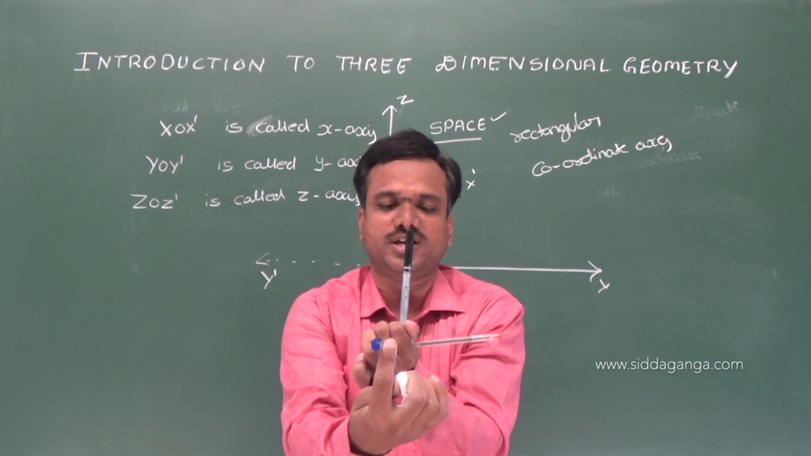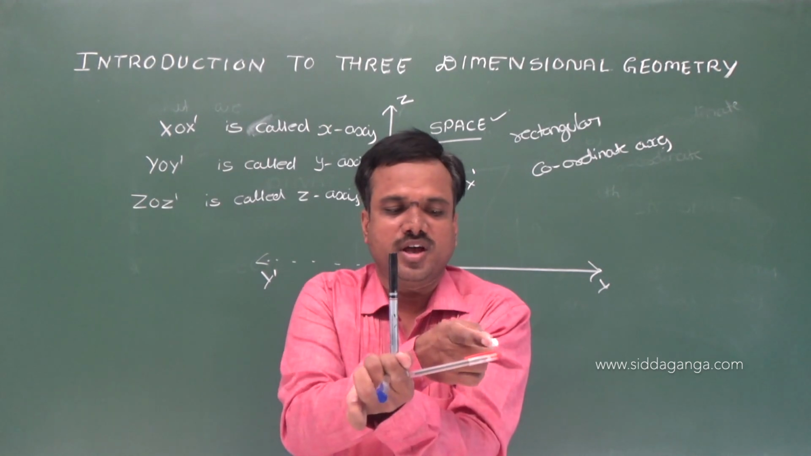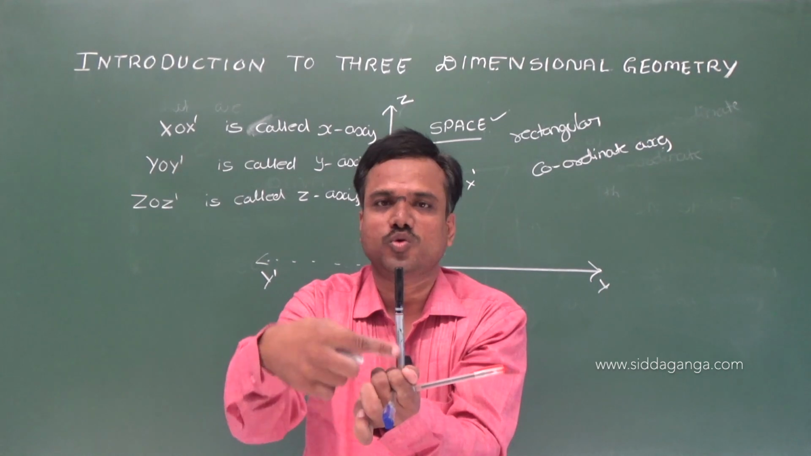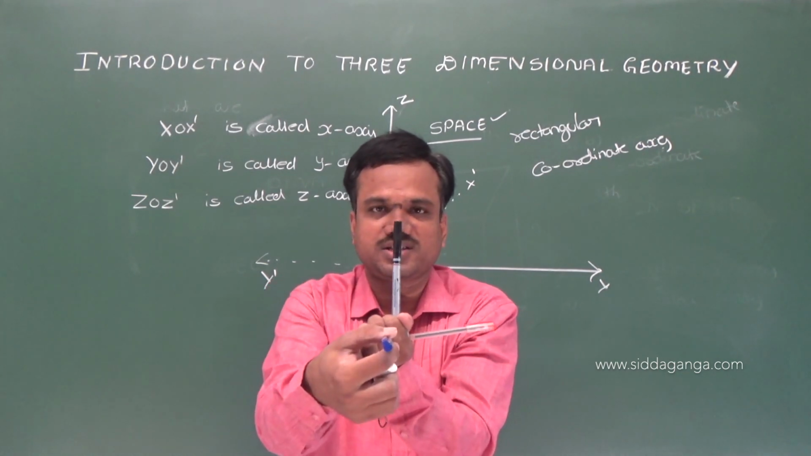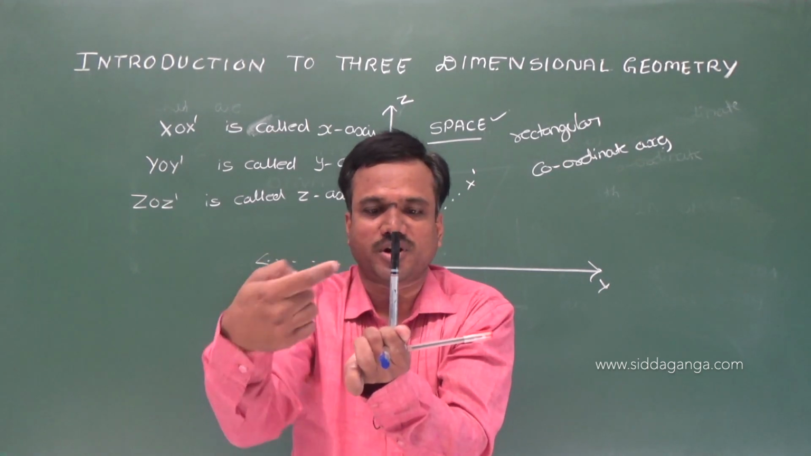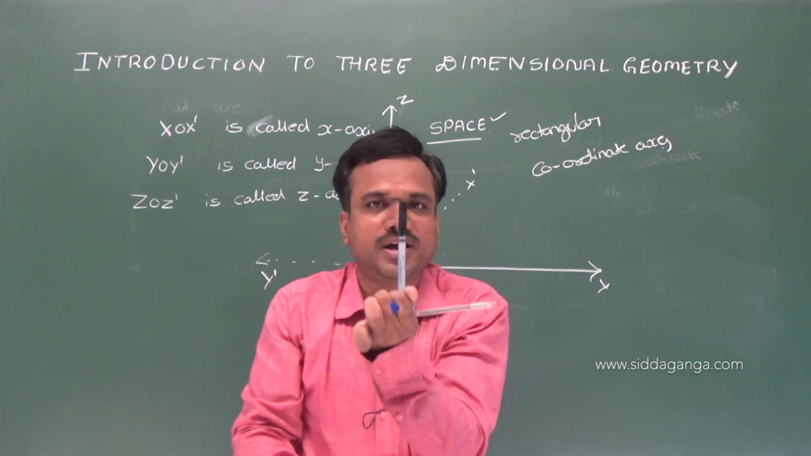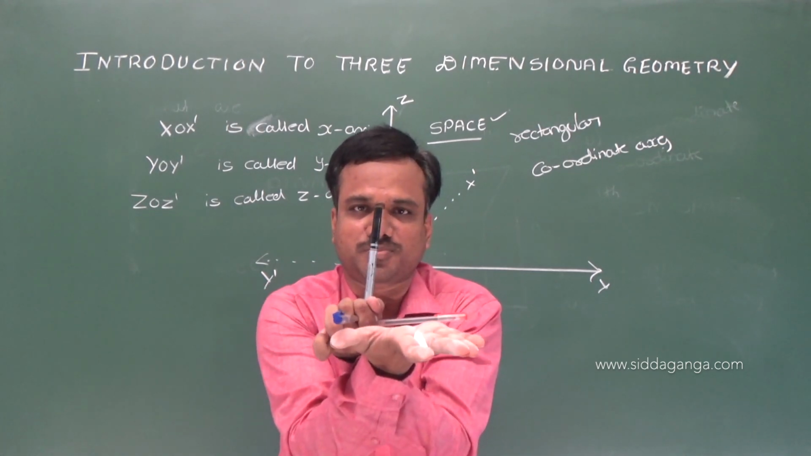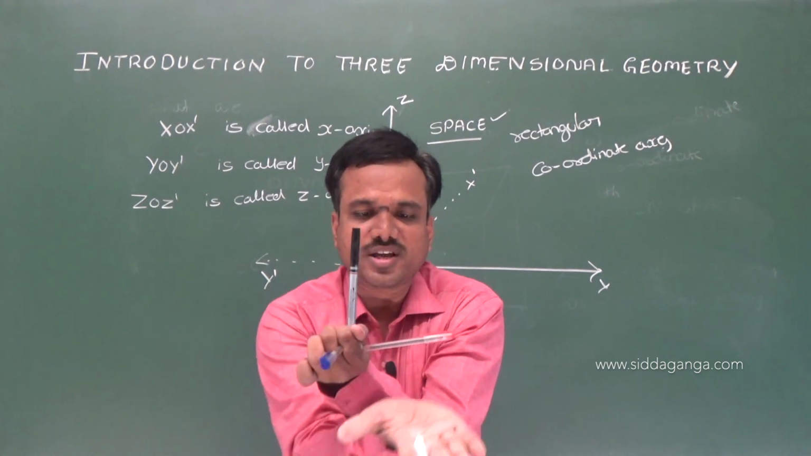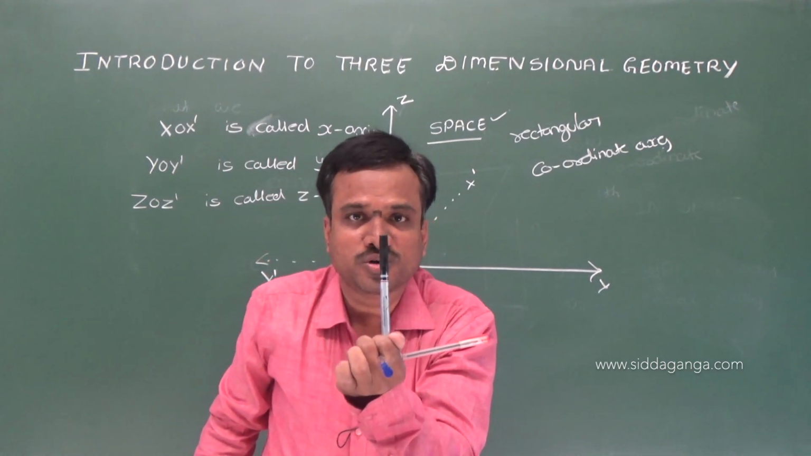First one is X O Y, second one is Y O Z, third one is X O Z. Observe here, it is divided into three parts. This is the first part, second part, and third part. These three parts are mutually perpendicular to each other.